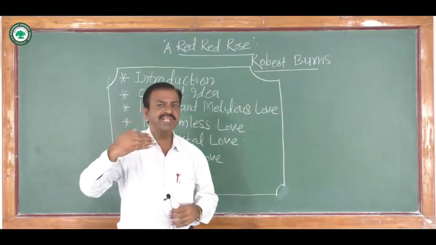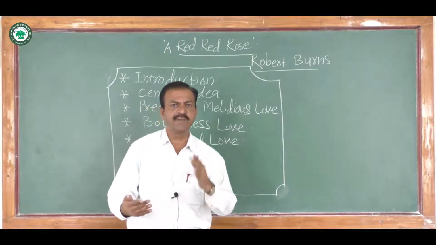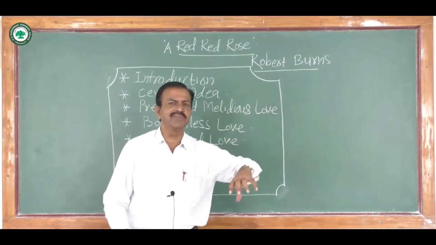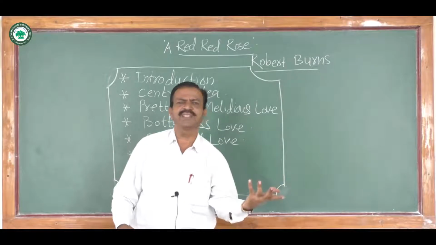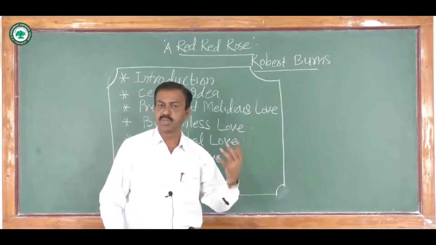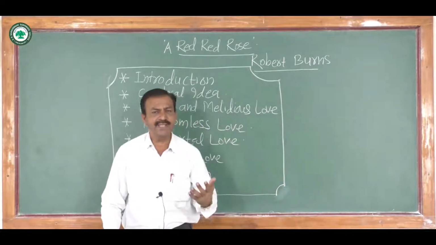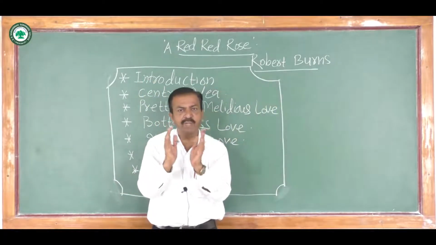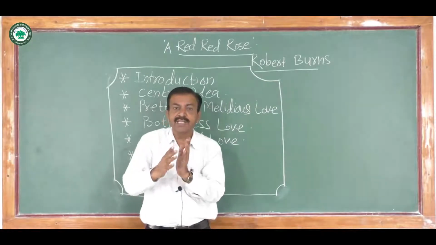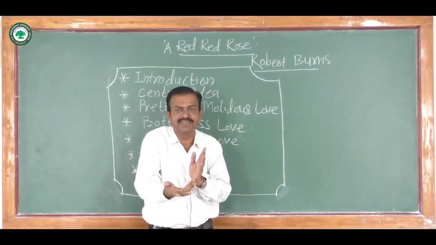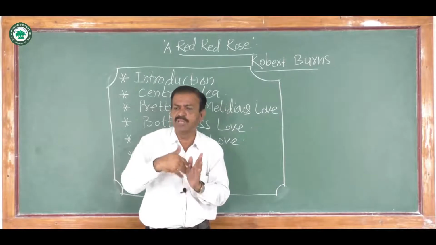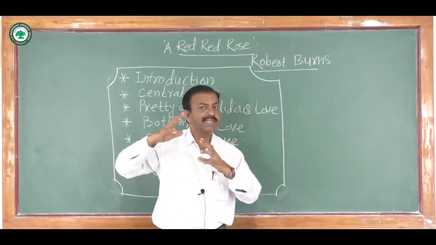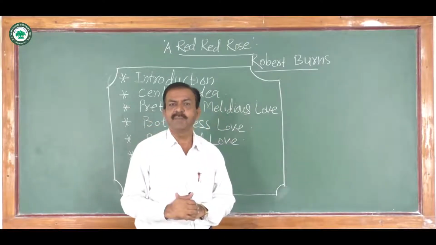The conventional image of love is described in the first stanza. And what is the conventional image of love? Naturally, the rose. So the poet says, my love is like a red rose. But what type of rose is it? One that's newly sprung, newly come out in June. See the atmosphere in this month.